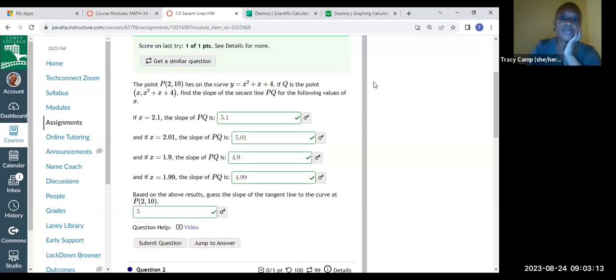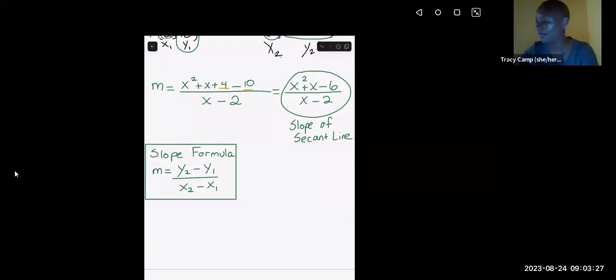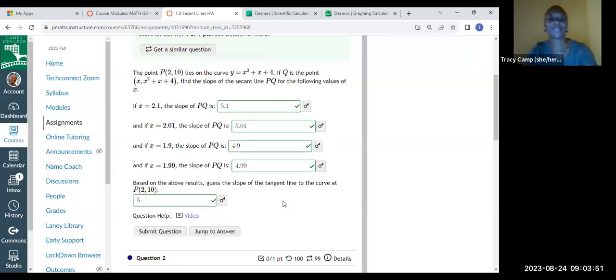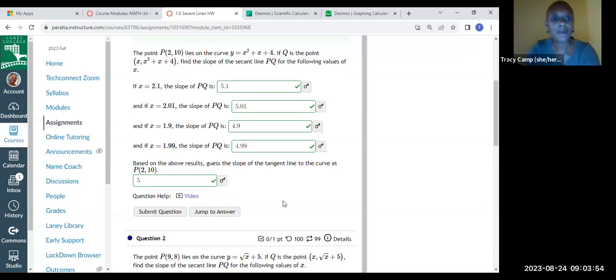By the way, if we did factor the numerator, what we had earlier, and cancel, which we don't have to do right now, but we will later on in the next section, 1.2. Notice this factors as x plus 3, x minus 2 over x minus 2. The x minus 2's cancel. And now if you plug in 2 for x here, you get 2 plus 3, which was our guess for the slope of the tangent line. So that's how that problem works.